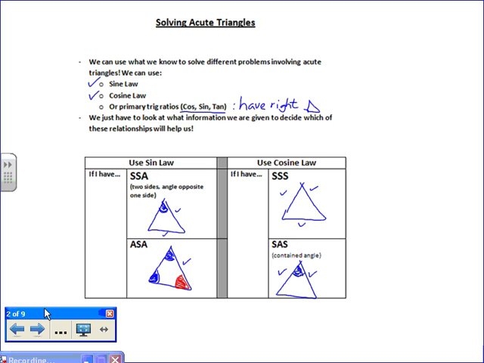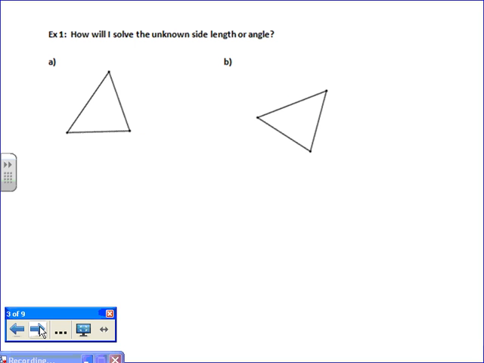Let's do some. So how will I solve the unknown side length or angle? We're not going to solve it. We just want to think about what method we would use. So let me give you some values.